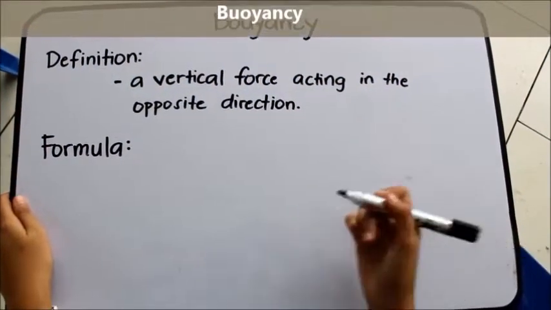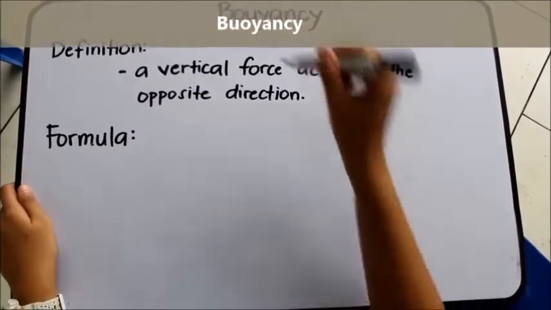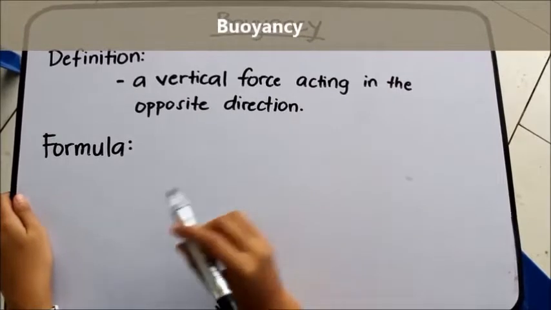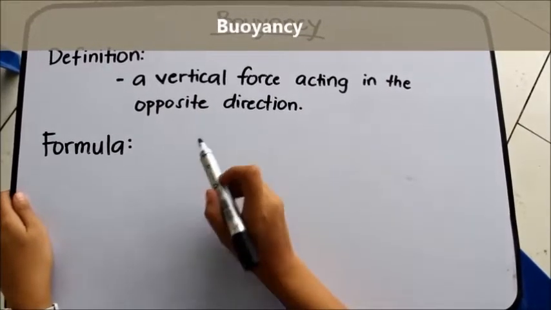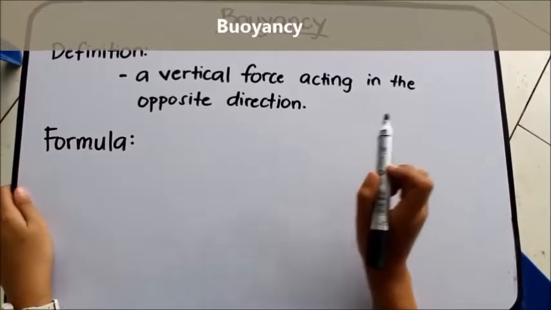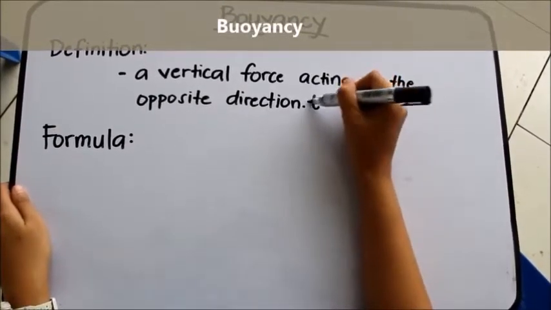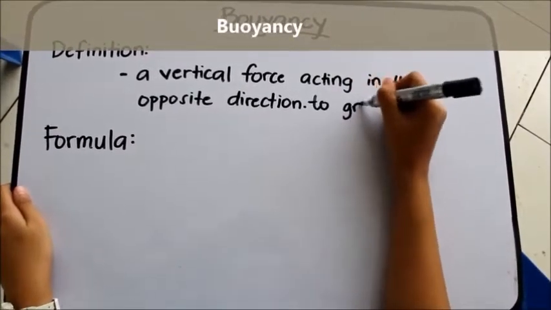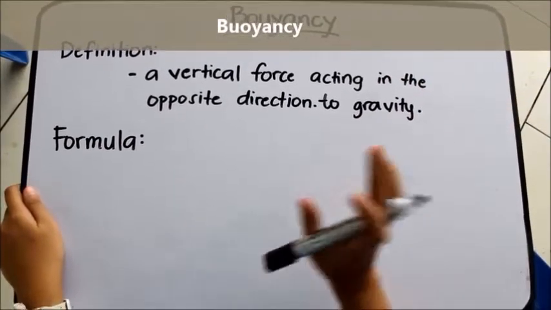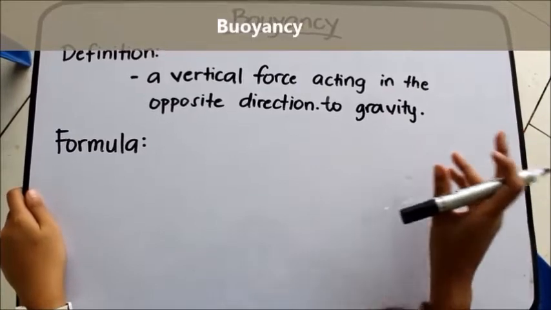Now that we are done tackling the Archimedes principle, let us proceed to the definition of buoyancy. So buoyancy is a vertical force acting in the opposite direction to gravity. It is often experienced in floating bodies such as the balloon that we have given as an example.